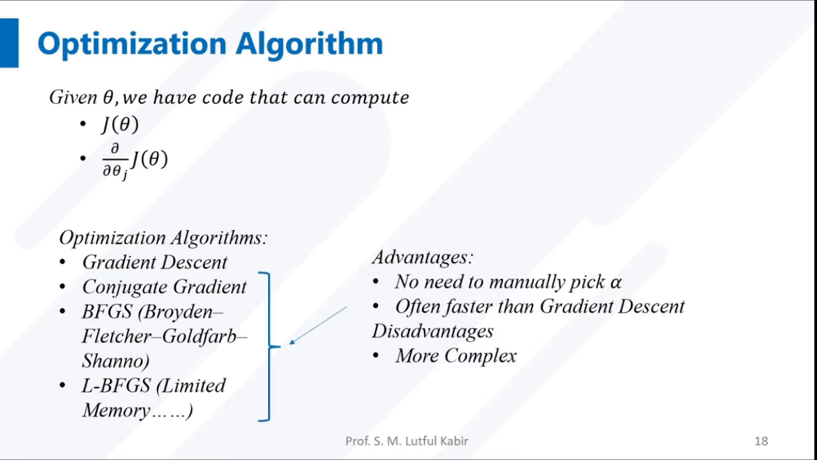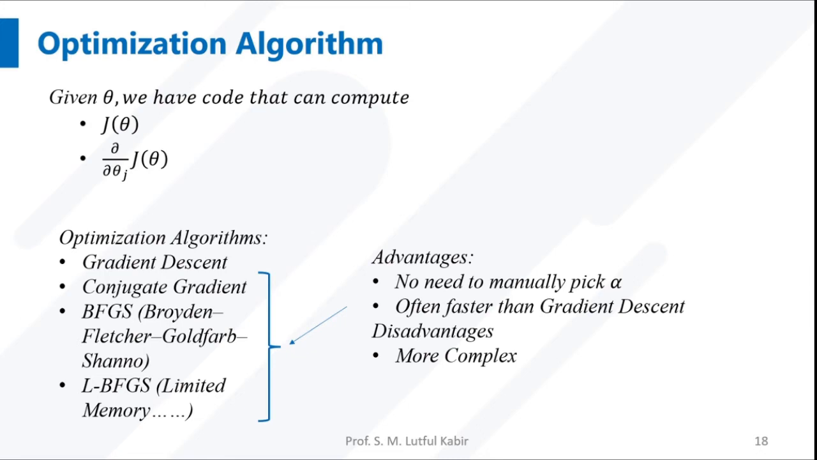The advantage of those algorithms is that we do not need to manually pick alpha. Alpha is picked up by the function automatically. The built-in function available in Octave automatically takes up alpha because it uses an inner loop within the function, based on a line search algorithm, and this alpha actually modifies over the iterations. So you don't have to bother about alpha, it takes up alpha on its own.